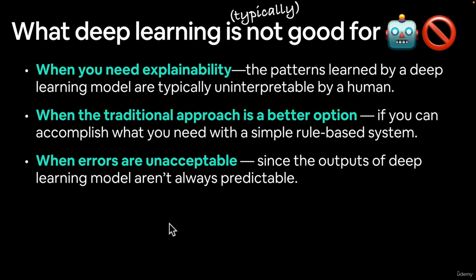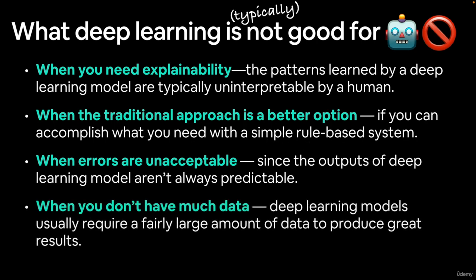When errors are unacceptable. Since the outputs of a deep learning model aren't always predictable, we'll see that deep learning models are probabilistic. That means when they predict something, they're making a probabilistic bet on it. Whereas in a rule-based system, you kind of know what the outputs are going to be every single time. So if you can't have errors based on probabilistic outputs, well, then you probably shouldn't use deep learning and you'd like to go back to a simple rule-based system.